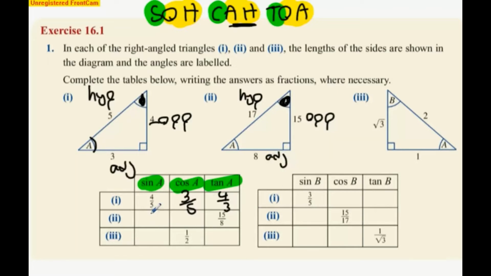Now we're going to answer part 2. What is sine A in the second triangle? In the second triangle, it's opposite over hypotenuse, so that must mean it's 15 over 17. Cos A in the second triangle is adjacent divided by hypotenuse, which means it's 8 over 17. And finally, we're now on to the third triangle.